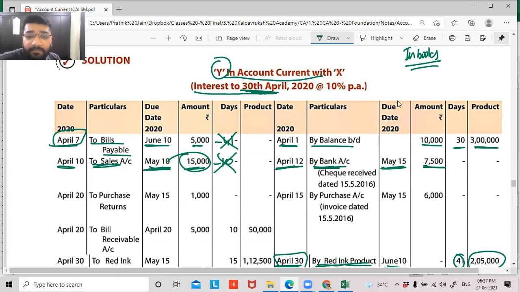Guys, May 15 means how many days? Can I say it will be negative 10 days? If I don't want this to be negative, what should I do? Sorry, 15 days, right? So it will be negative 15. Am I correct? Guys, it will be negative 15. If I don't want it to be negative 15, I'll take this to the other side.